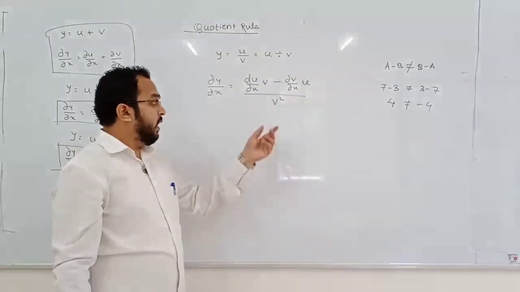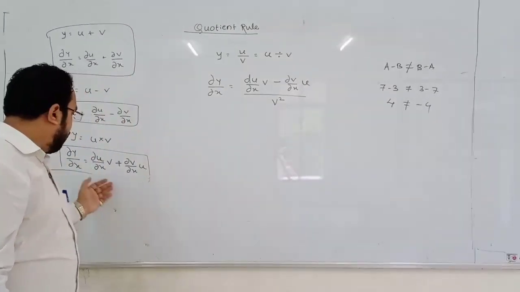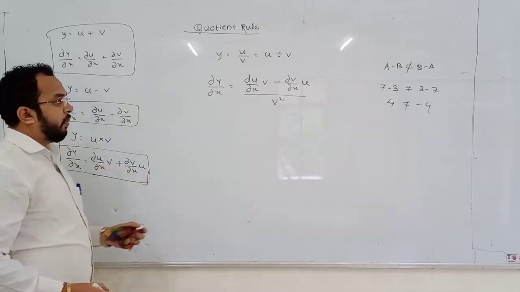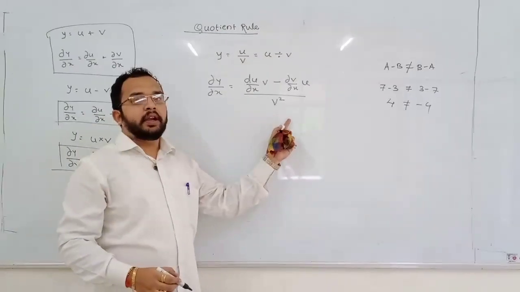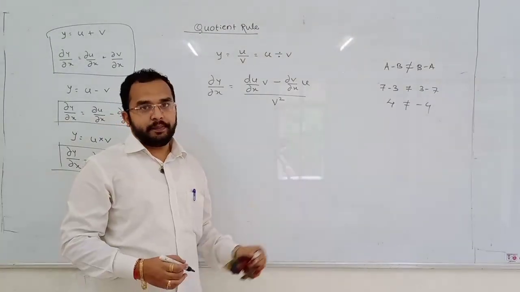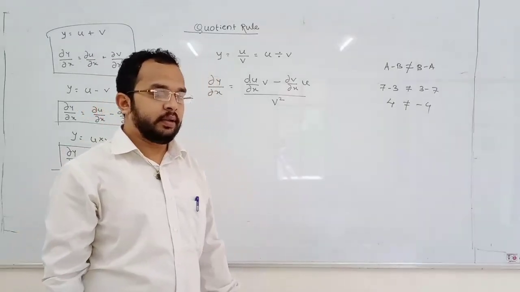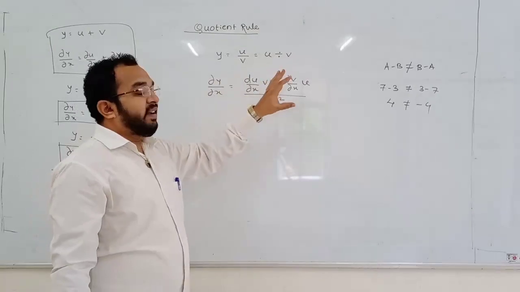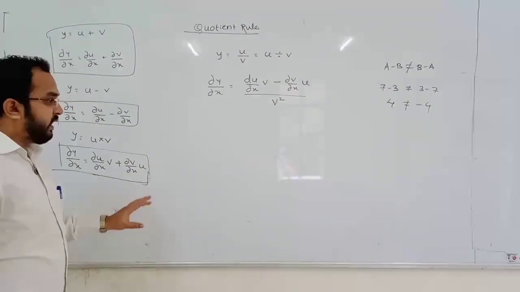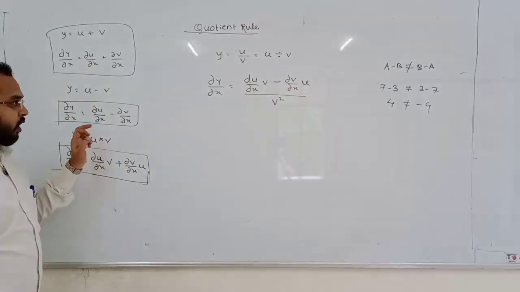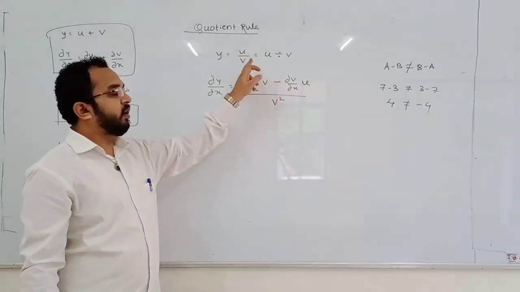Another difference is in the denominator. Is there anything in the denominator here? In the denominator nothing is there, but here in the denominator it will be the second term square. Here it will be the second term square, that is v square. So the numerator is the same, except for the sign: positive sign for the product, negative sign for the division.